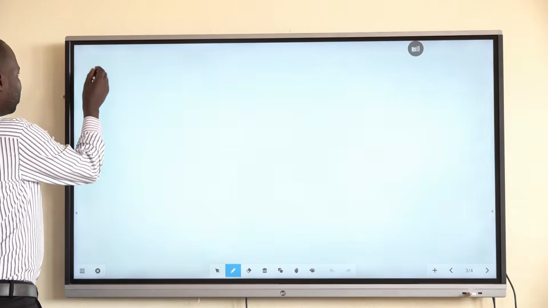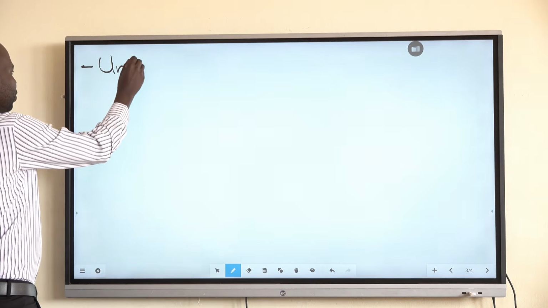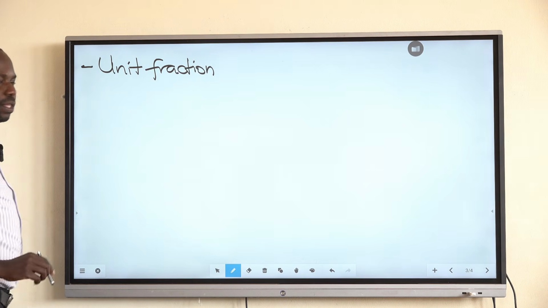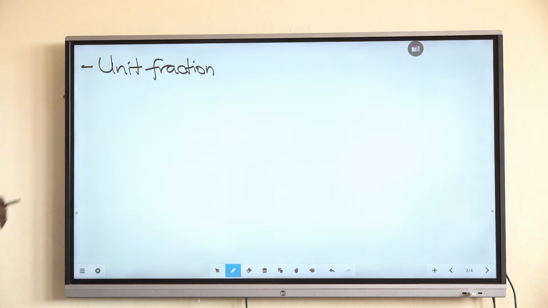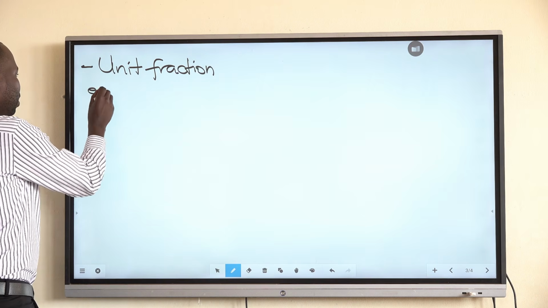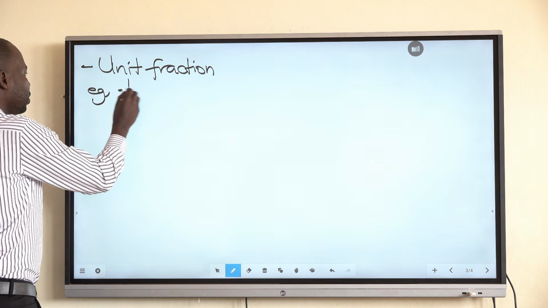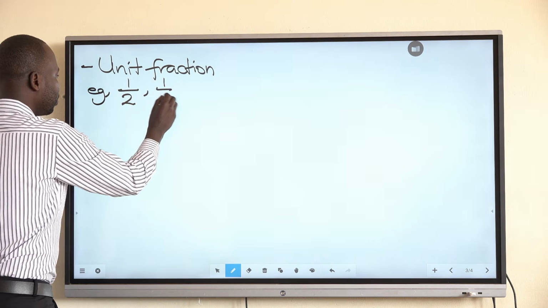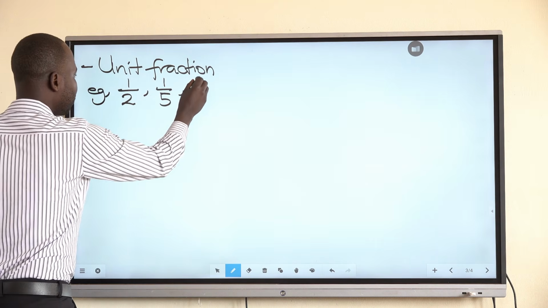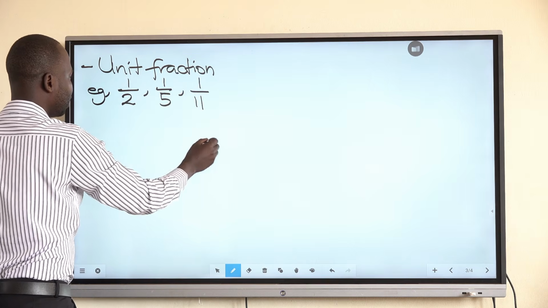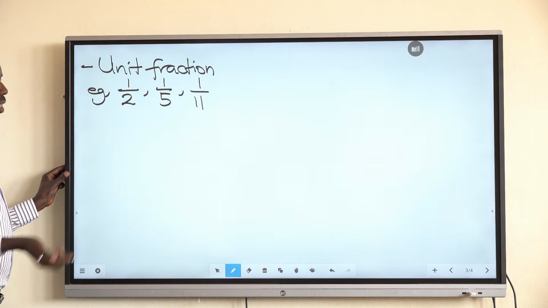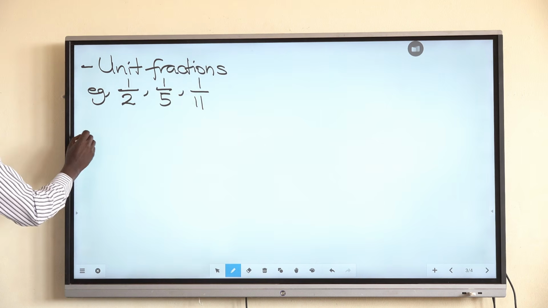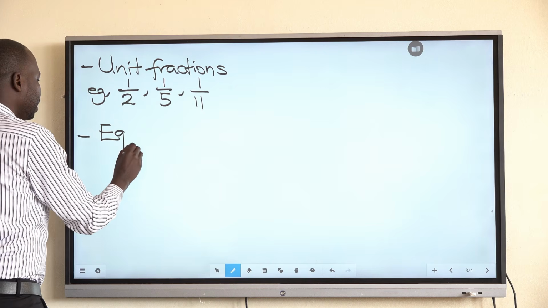We can also talk about unity fractions. This one, not so many children are familiar with it, but it is a type of fraction where the numerator, that is the upper number, is 1. For example, when you have 1 out of 2, 1 out of 5, 1 out of 11, all these are unity fractions. The numerator is 1. Then in this class, lastly, we can talk about equivalent fractions.